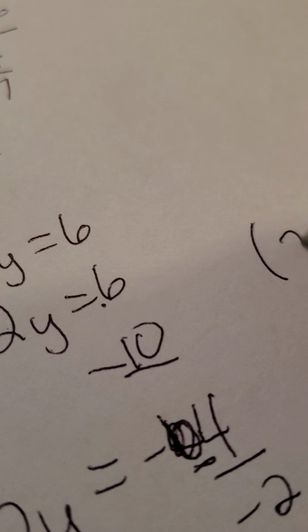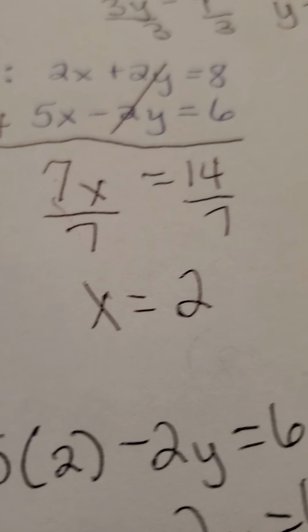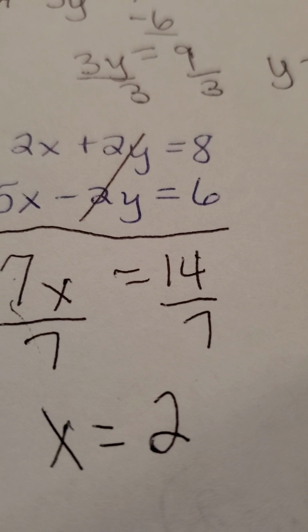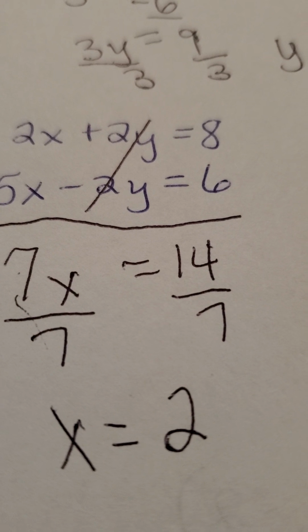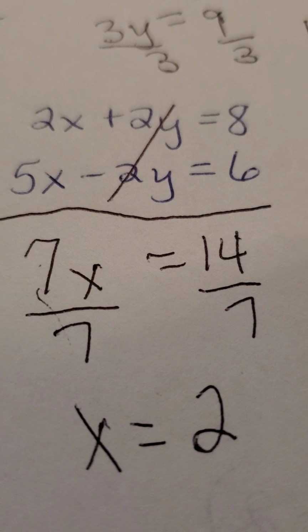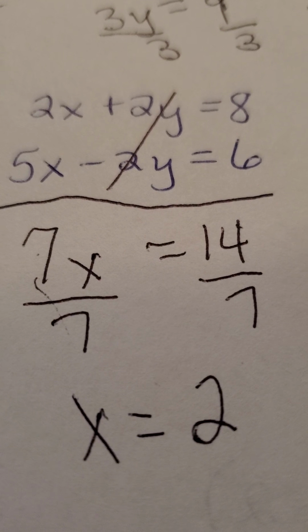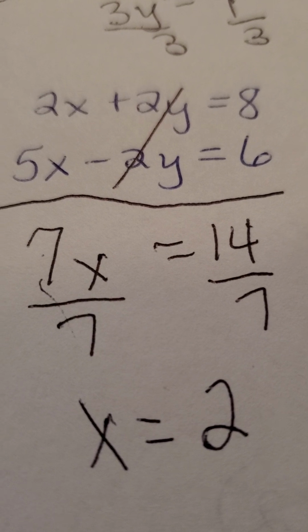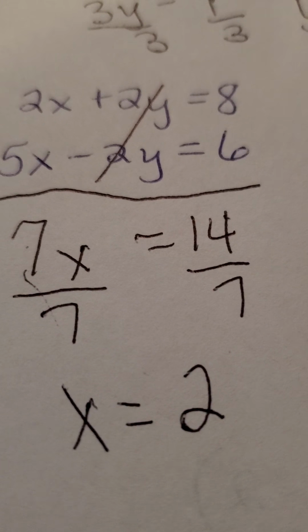And again, we can check to make sure our solution is correct and works in both equations. So let's plug in 2 for x and y. 2 times 2 is 4, and 2 times 2 is 4, so 4 plus 4 is 8. That one works. 5 times 2 is 10. 2 times 2 is 4, so 10 minus 4 is 6. That one works. So the solution 2, 2 works.